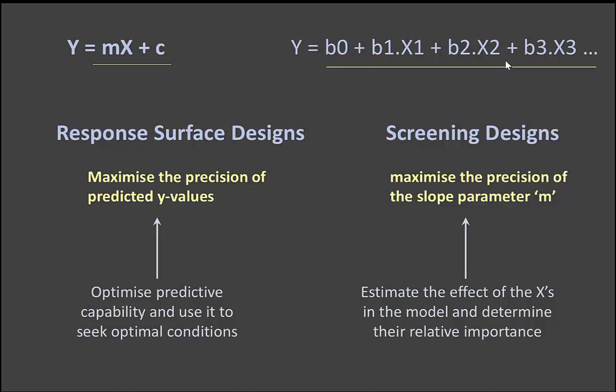And we can think in terms of estimating these parameters for the x's. These are the slopes, if you like. And screening designs have the intention of maximizing the precision of those parameter estimates. Whereas response surface designs look at the precision associated with the y value, the predicted value. Now, it would be reasonable to think that if you maximize the precision of these parameters, you also maximize the precision of this, but that is not true. And because it's not true, we end up with different flavors of designs depending on what the goal is.